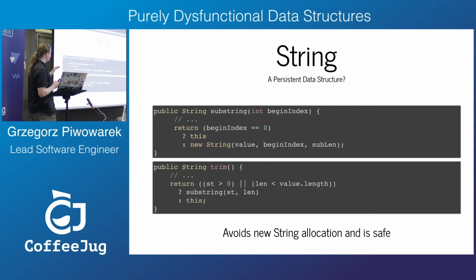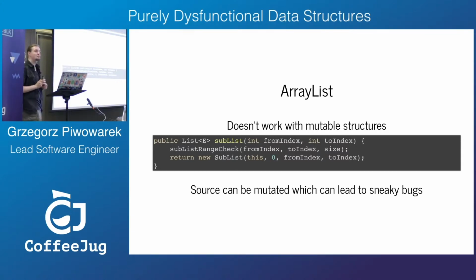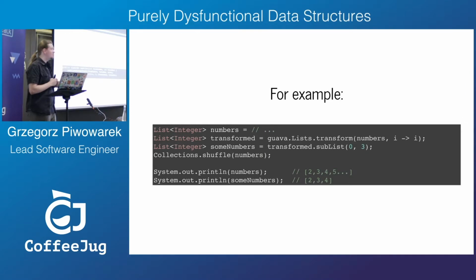The problem is that the same kind of approach you can see in Java APIs being used on mutable structures. On ArrayList, you have a method like subList, which is pretty much the same thing that we've seen for the string. You can derive a new list by providing from and to indexes and just have the sublist of the main list. And unfortunately, this is terrible, because if you use this, you never actually return a copy of a list, but a view over the existing list. And this can lead to really sneaky bugs.